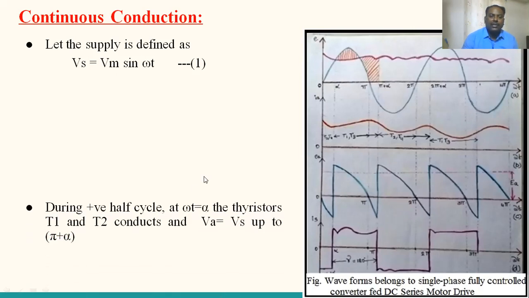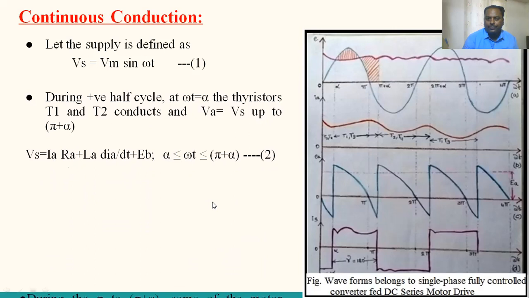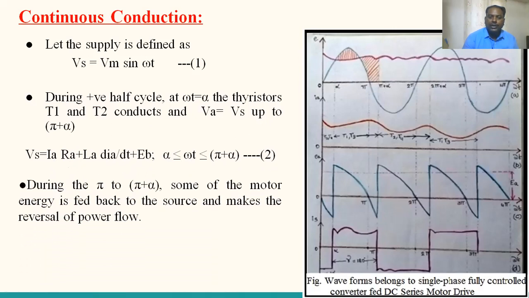Now describe the operation of the circuit during the positive half cycle at omega t = alpha. The thyristors T1, T3 conduct and VA = Vs, up to pi plus alpha. So VA = Vs. What is VA? VA = IA RA + LA dI/dt + E, where RA is nothing but RA plus RF. This holds for alpha <= omega t <= pi plus alpha. During the interval pi to pi plus alpha, some of the motor energy is fed back to the source. This makes the reversal of power flow.